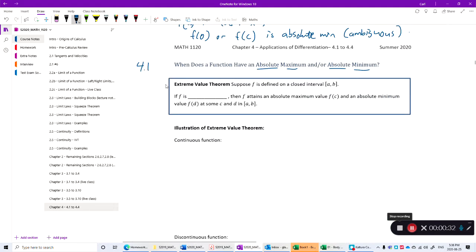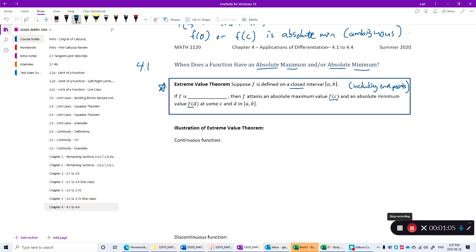There's a guarantee called the extreme value theorem. And it goes like this. Suppose f, a function, is defined on a closed interval. This is important. Closed interval [a, b]. So closed means including the endpoints. If f is something, then f attains an absolute maximum value, f(c), and an absolute minimum value, f(d), at some c and d.